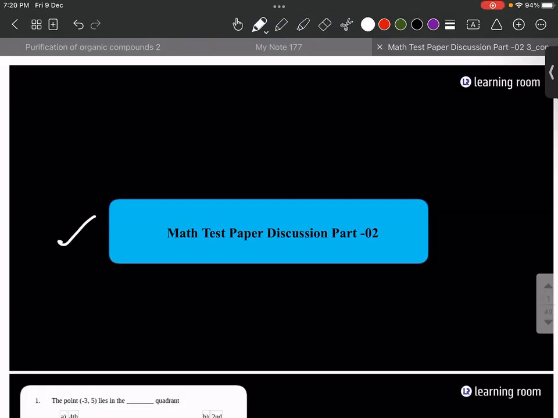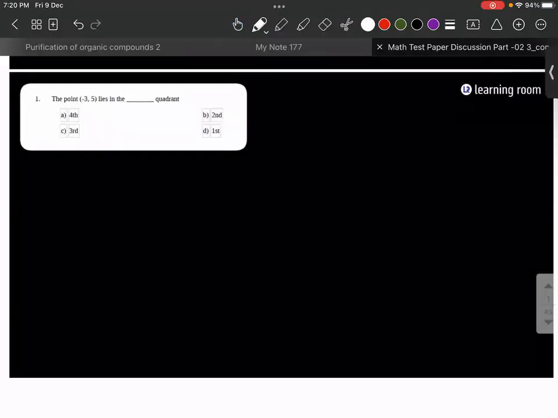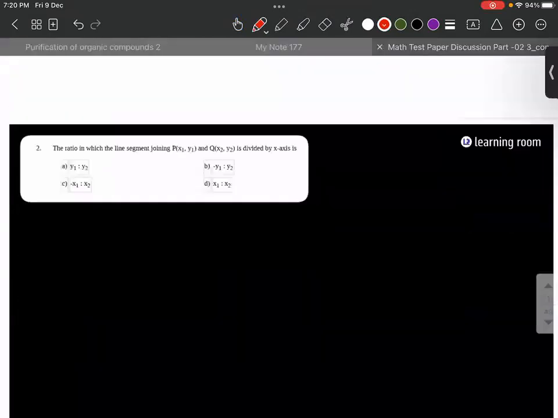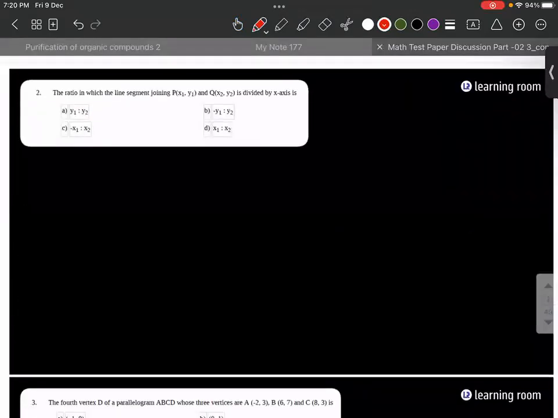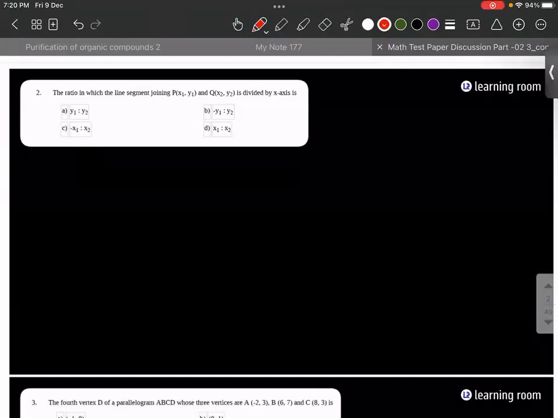So, math test paper discussion part 2. Listen. What is the answer for the first one? Let's have a quick discussion. Second quadrant. Second one: the ratio in which the line segment joining P(x1, y1) and (x2, y2) is divided by the x-axis.